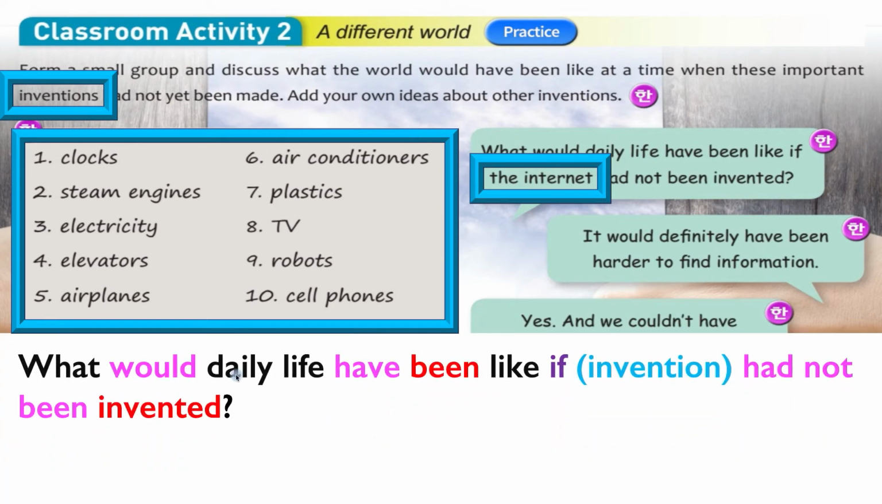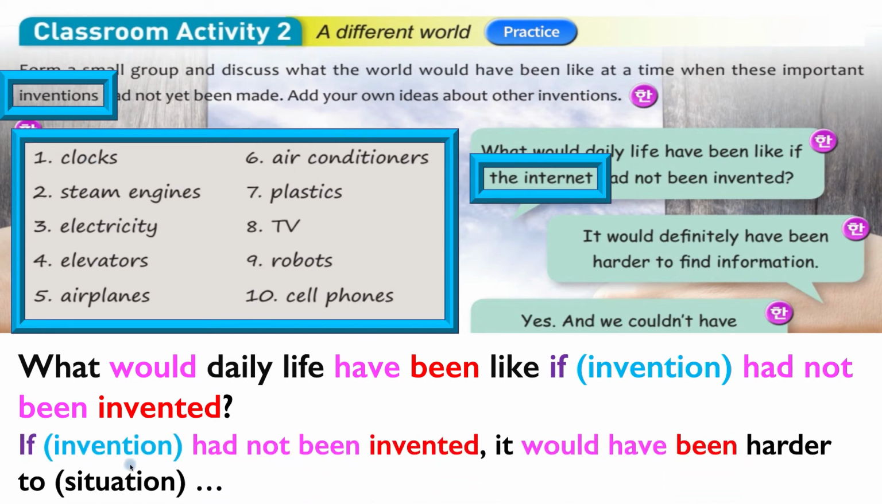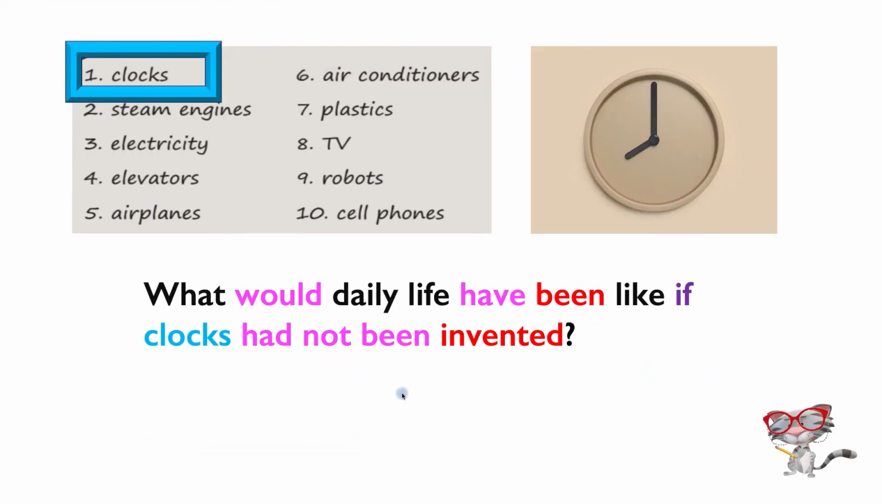So for example, what would daily life have been like if this invention had not been invented? So here we have our inventions, and we go through them. If the invention had not been invented, it would have been harder to do homework. You notice here, to find information. So let's go through some examples.